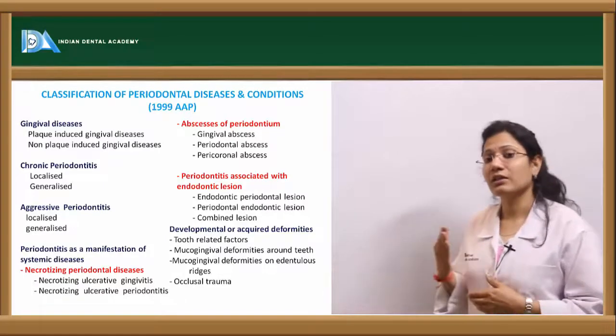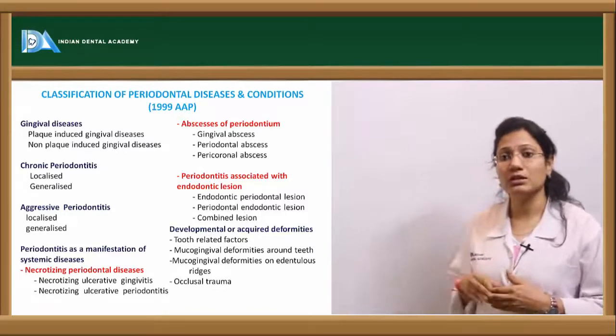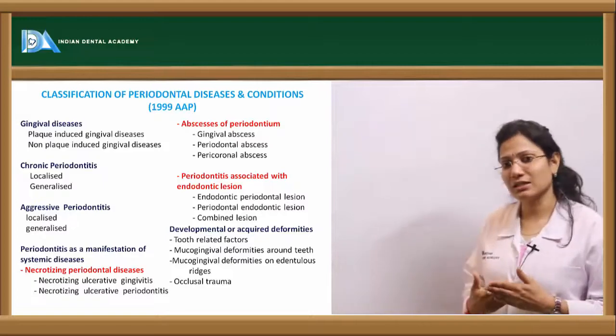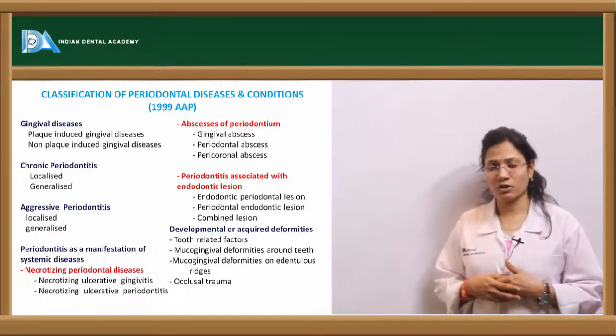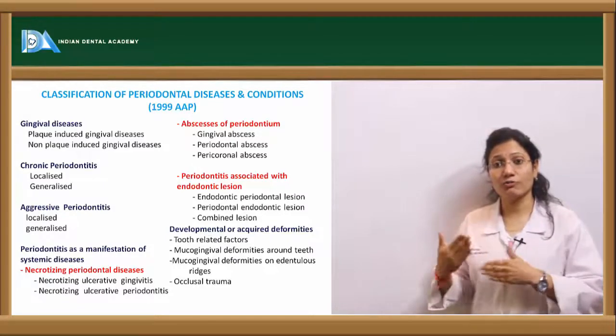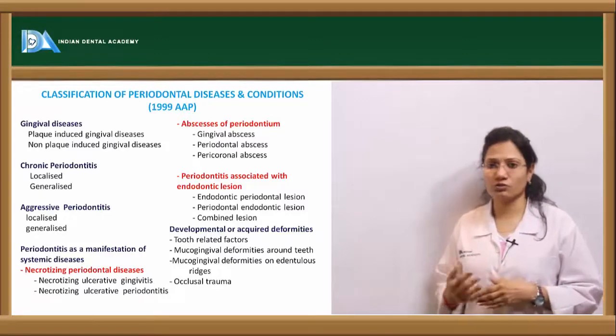So basically they felt that it is not the age of onset of the disease that is more important, but it is the rate of progression of the disease that is important, and then they categorized them depending on the rate of progression rather than the age of onset of the disease.